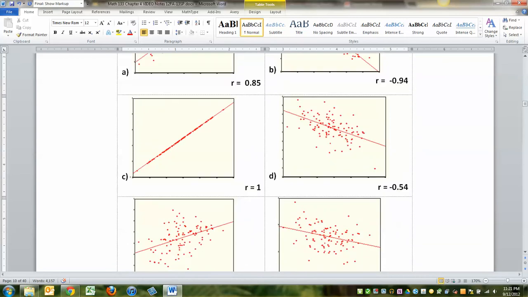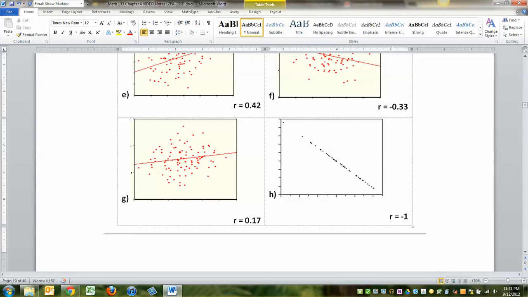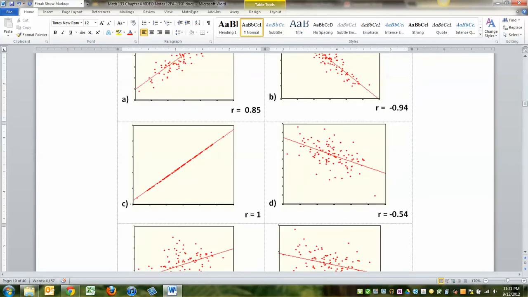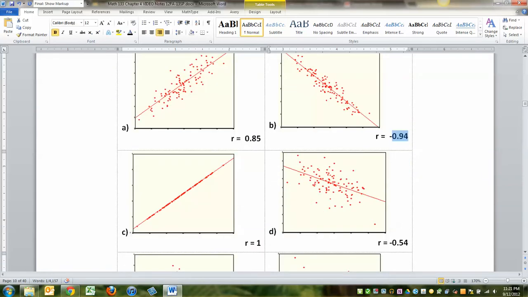Okay, so the obvious ones are the 1 and negative 1, hopefully, right? So they're all in a line, everything's perfect. That's 1, that's negative 1, okay? So you'll notice that I put all the negative ones on the right side, so let's compare them. This one is obviously 0.94. See how tightly packed those dots are around that line? That's the strongest of these relationships, so you have to go with the biggest number, which is negative 0.94.